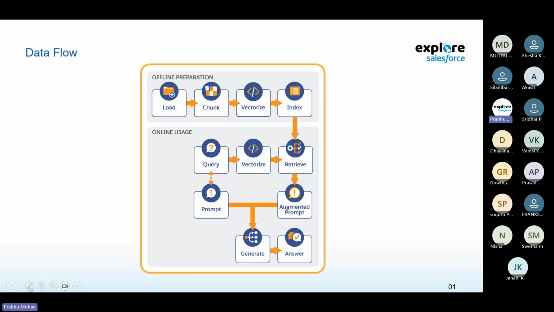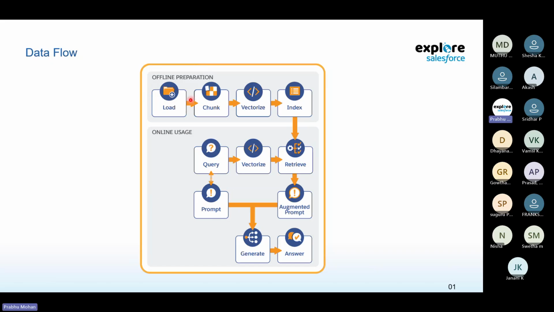The first one is loading of data. Loading of data means you are getting the data from any source. Once the data is loaded, you will be chunking the data. The main part to understand is that this offline preparation is carried out inside Data 360. This entire section happens in Data 360, be it for your agentic purpose or any other purpose. This entire module you can see happens in Data Cloud.